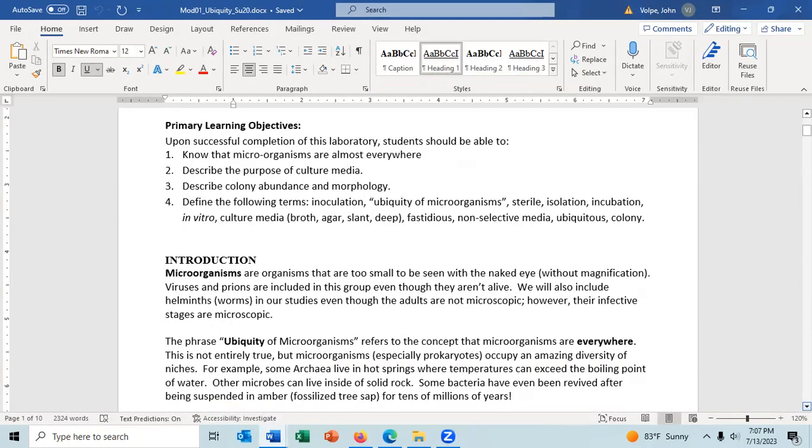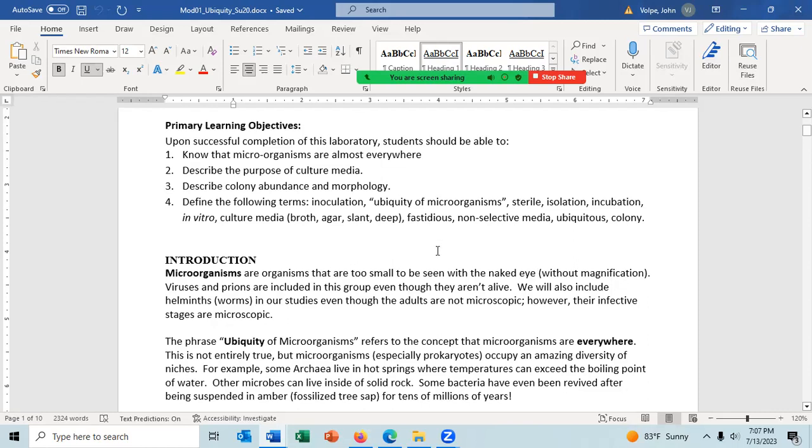And I wonder if this is the one where we talk about colony diversity. I think this is the lab where we'd also talk about colony diversity, and I should have that up there as one of the objectives.